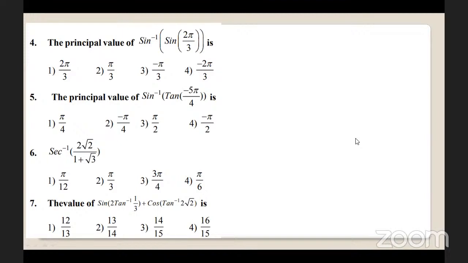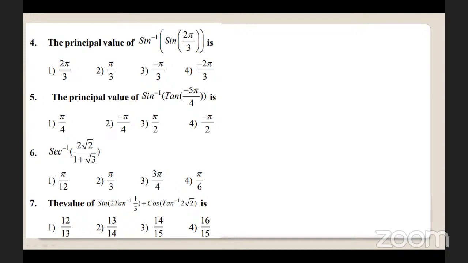Sine 120 is the y coordinate of 120. √3/2. So is the answer option 2 pi by 3? Correct only. Option 2, sir.